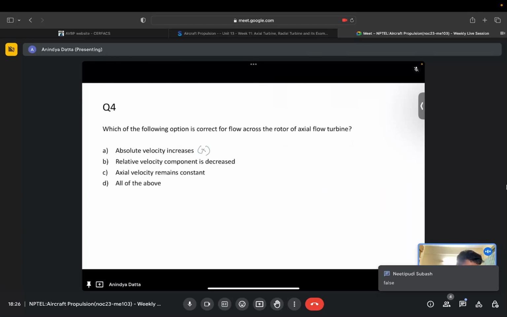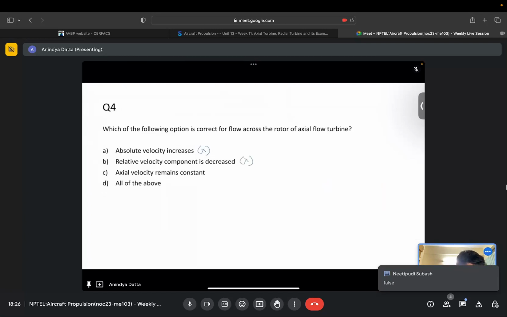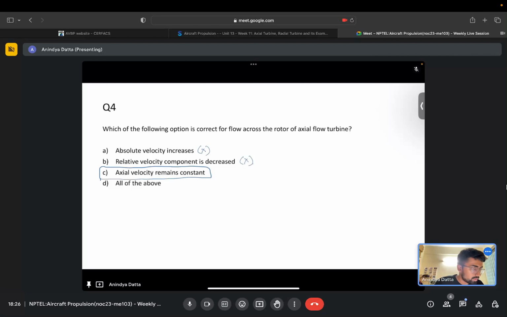Option B, relative velocity component is decreased. Is this true or false? What happens to relative velocity? So this is also false. Option C is right, because we have seen axial velocity remains constant. This is just related to whatever we discussed about the velocity triangle.